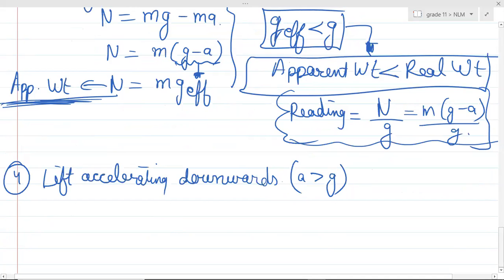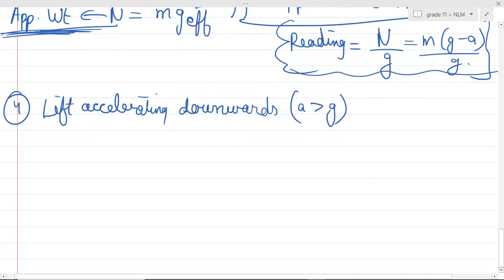So lift accelerating downwards. Now when the lift is accelerating downwards with an acceleration greater than g, now see what happens. So tell me this particular thing. Suppose, guys, if there is an object, if it falls freely under gravity, then what is the maximum acceleration with which this object can fall?